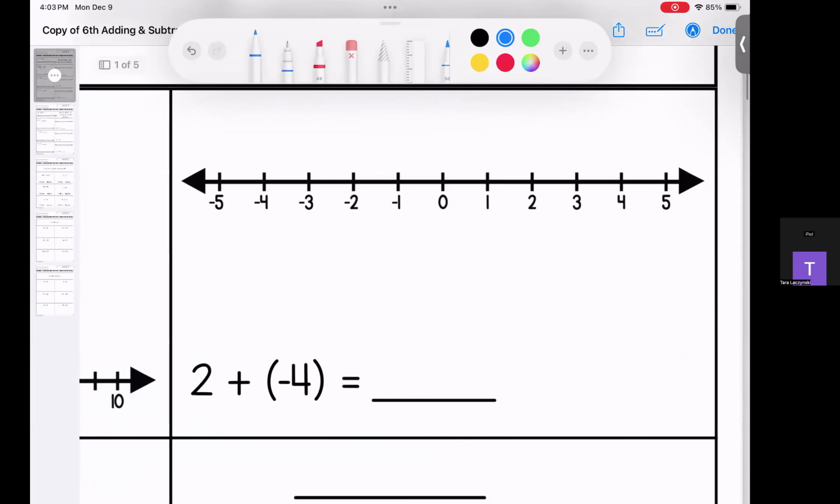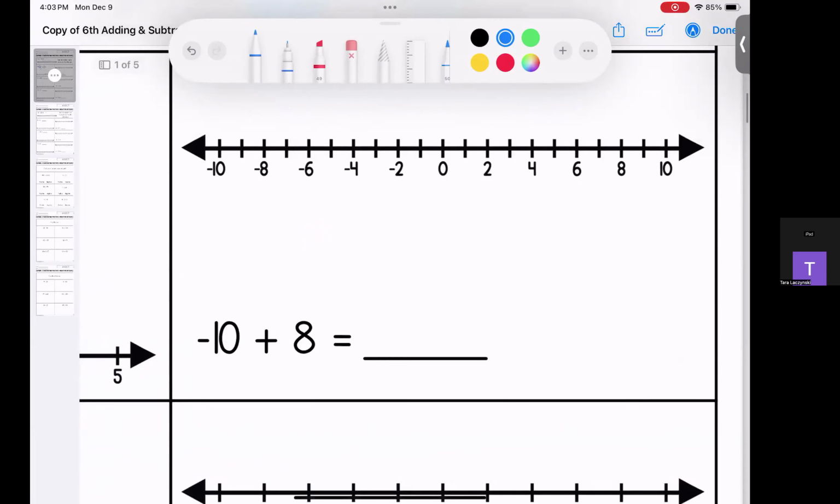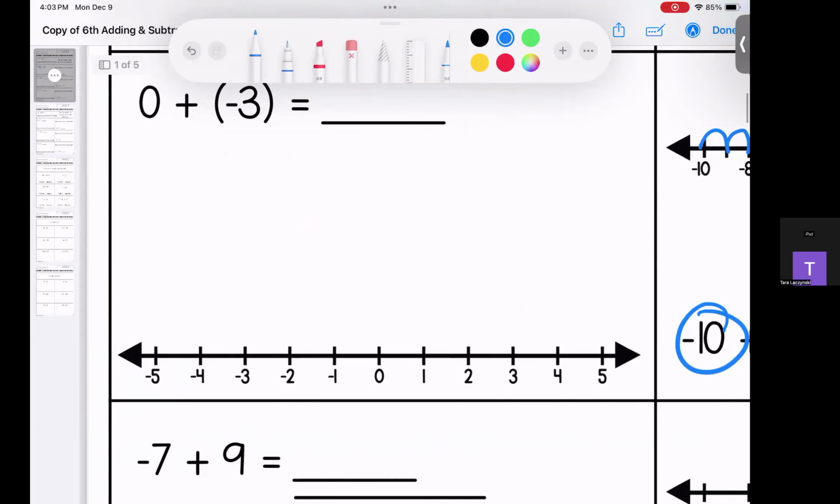All right, different sign difference. 4 minus 2 is 2. Bigger number is bossy, so that 2 is negative. Or start at -4 and add 2. Remember, when we're adding, we're headed to the right on that number line. Different sign difference. 10 minus 8 is 2. Bigger number is bossy, but I could go over here and do 1, 2, 3, 4, 5, 6, 7, 8 and get to the same space.